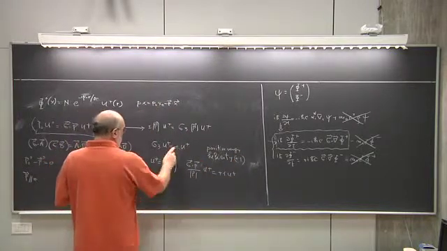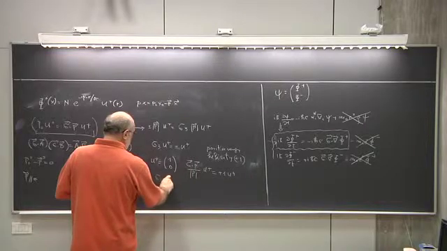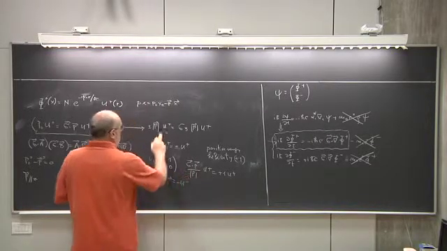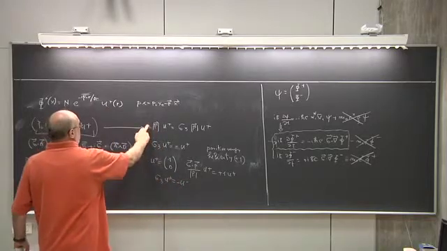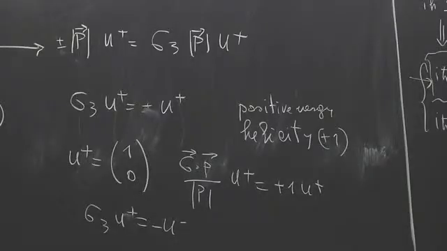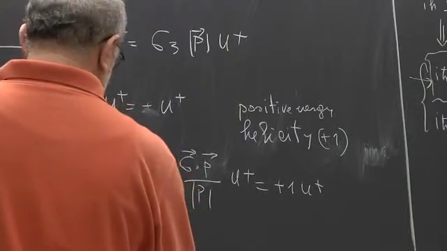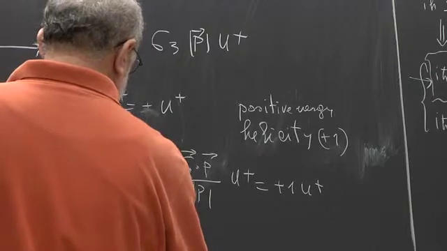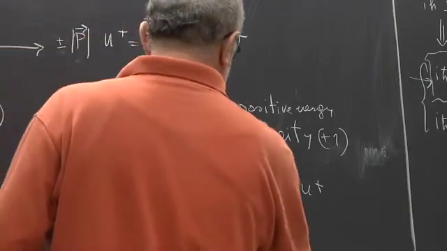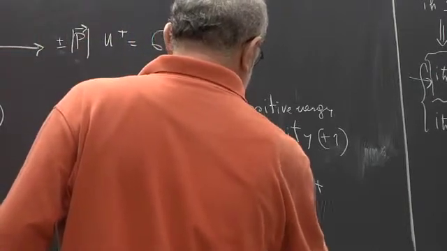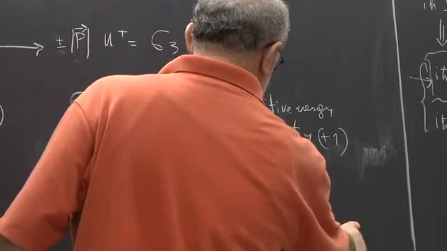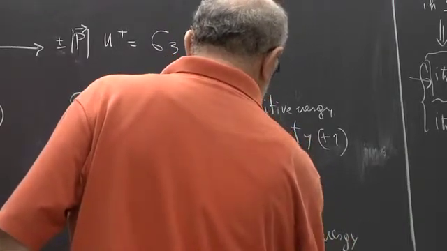If we choose negative energy, sigma 3 u plus equals minus u plus. You understand, positive and negative energy is this object here. So I get minus, then the solution of this is 0, 1. So this is negative energy and negative helicity.